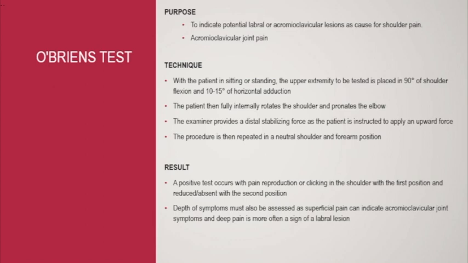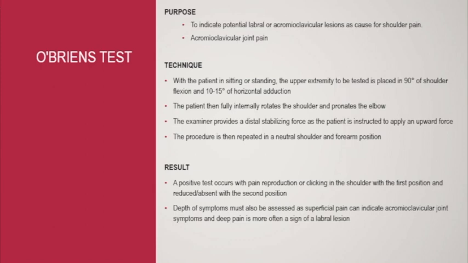The technique for this test is that the patient can be in a sitting or standing position. The extremity to be tested is placed in 90° of shoulder flexion along with 10 to 15 degrees of horizontal adduction. In this position, the patient is asked to go for internal rotation and also pronation of the elbow. The examiner provides a downward force to the patient while the patient applies the upward force. So this is O'Brien's test.